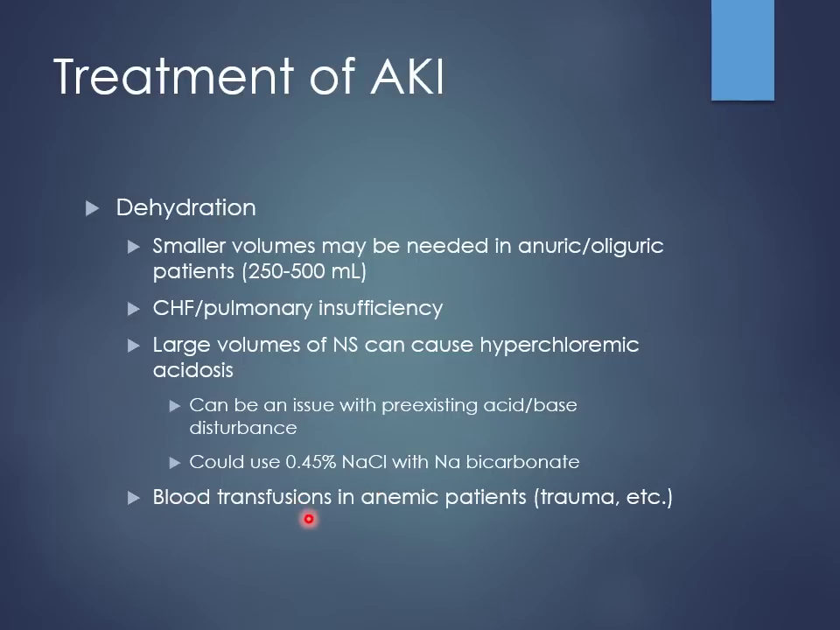And then mentioned blood transfusions for anemic patients. Again, they need fluids, but obviously if they're anemic, you need to give them blood too, right? Because they need to be able to carry that oxygen. So that's always a thing there. What's another thing I have to consider giving whenever I'm giving blood? What electrolyte disturbance might I find?